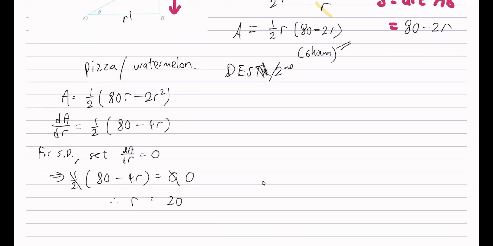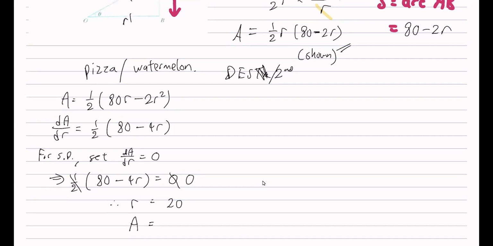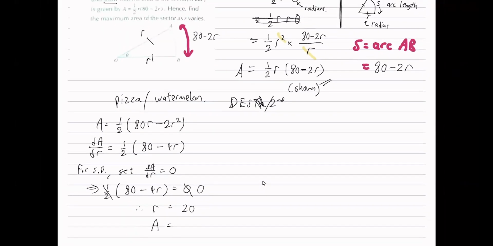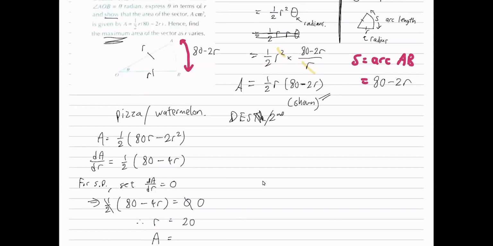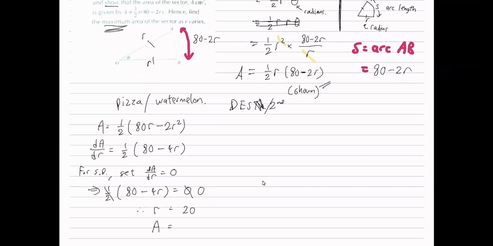What else? It's not enough to just say R equals to 20. You need to find the corresponding area when R equals to 20, to find the maximum area. So what do you need to do? You have to substitute R equals 20 into the formula for A. So half times 80 times 20 minus 2 times 20 squared. What is this? I need a calculator.